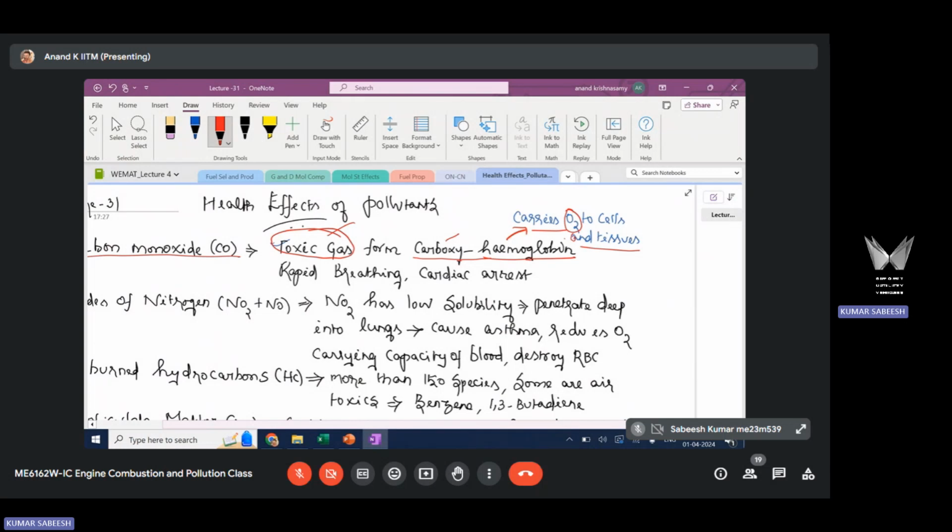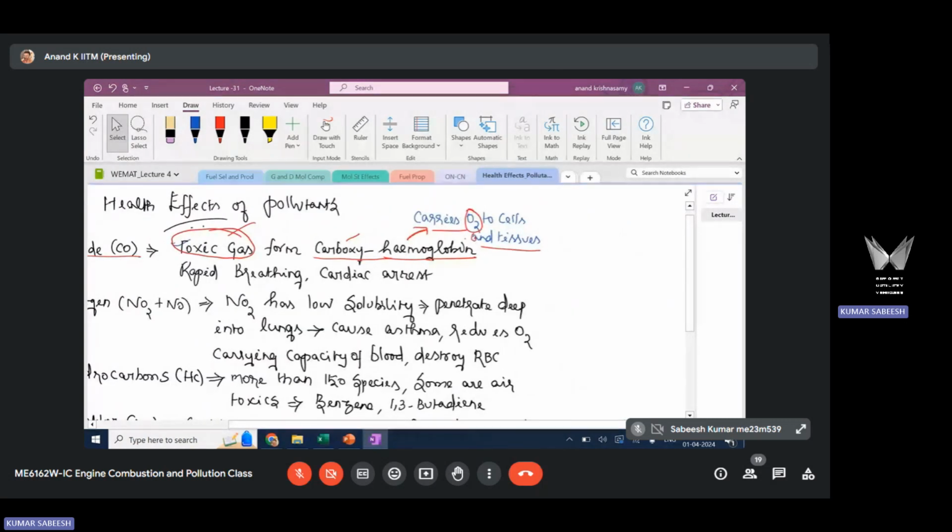And one of the organs that is on high oxygen demand is, which organ is on high oxygen demand? Lungs? Liver? Heart? Brain, yes. So the brain and our entire nervous system is on high oxygen demand. Once you have this carboxyhemoglobin, the brain is also deprived of oxygen.